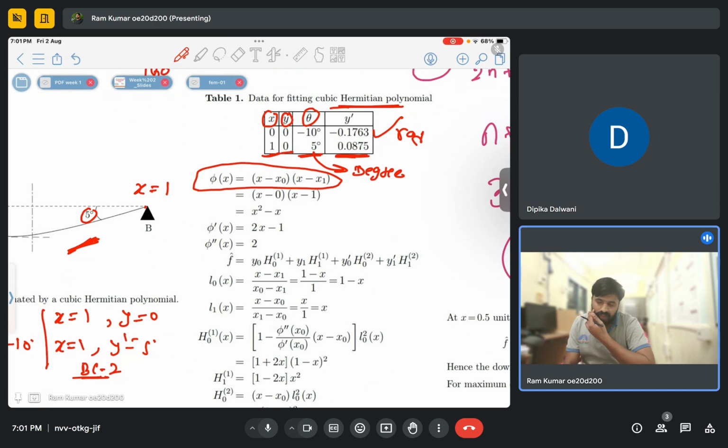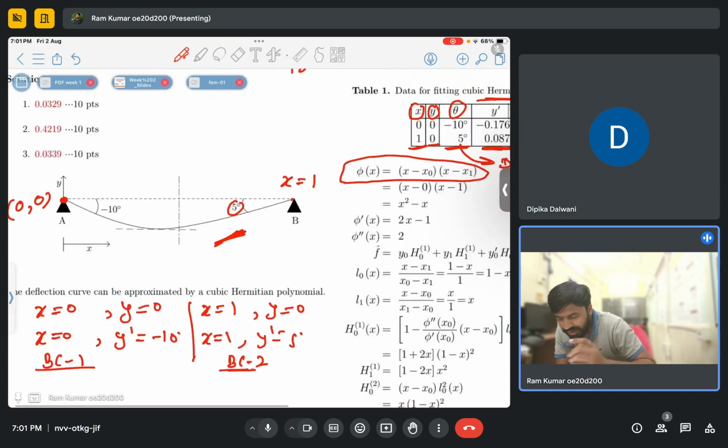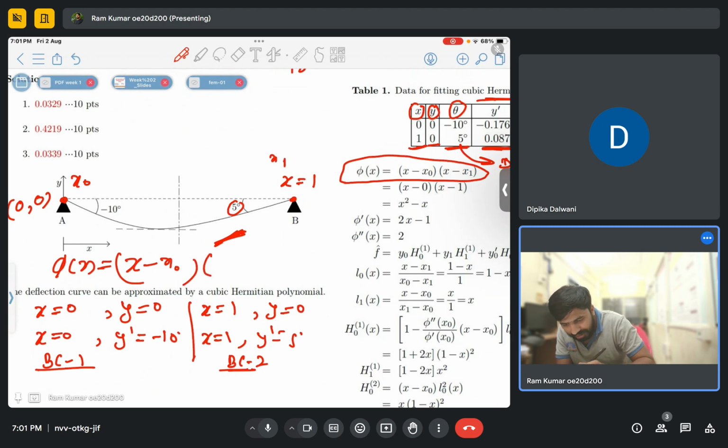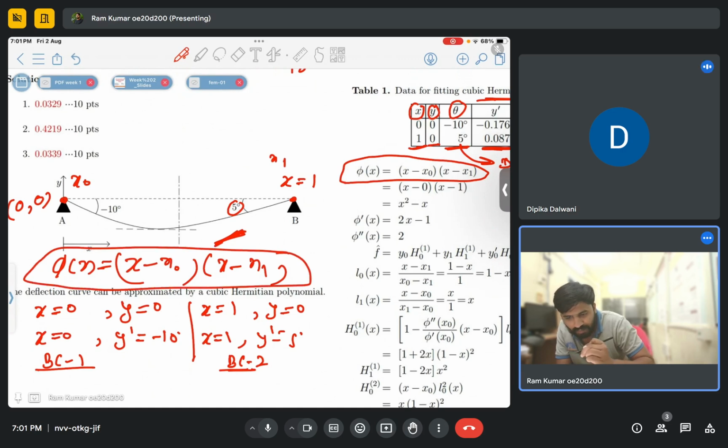So for example, here we are having two nodes, right? Node 1, node 2. So we are going to define one function like phi x equal to x minus x naught. This is for this x naught. This will be x1 and x minus x1. This is our phi x. So this is called some approximation function, we can say.